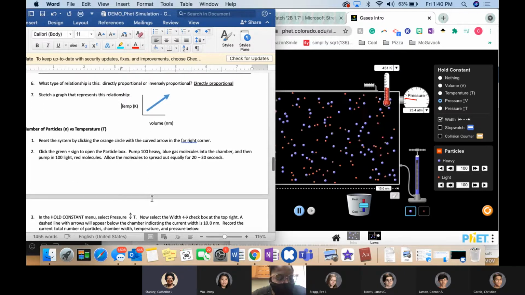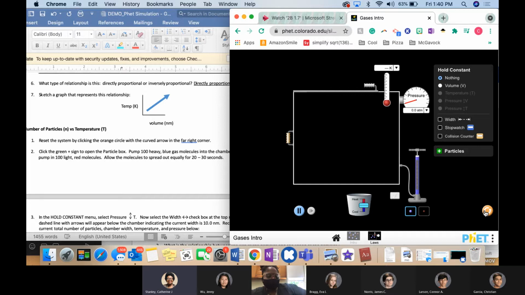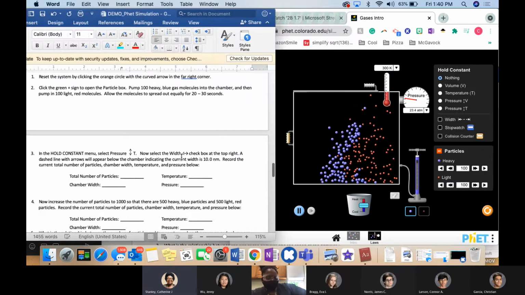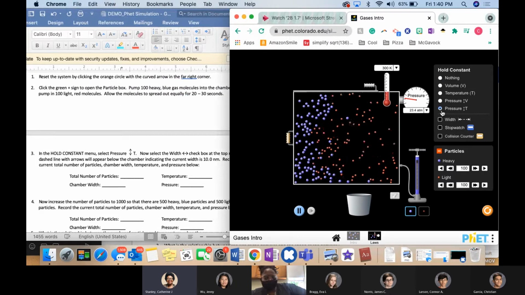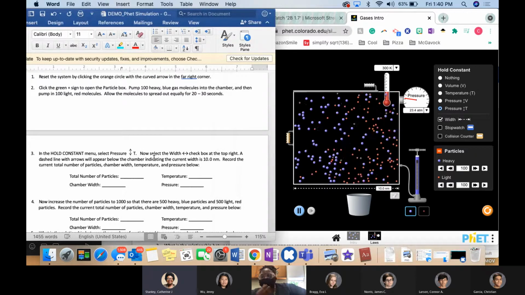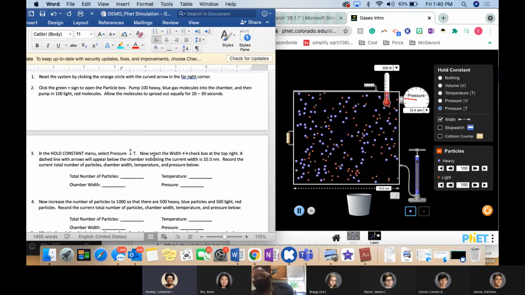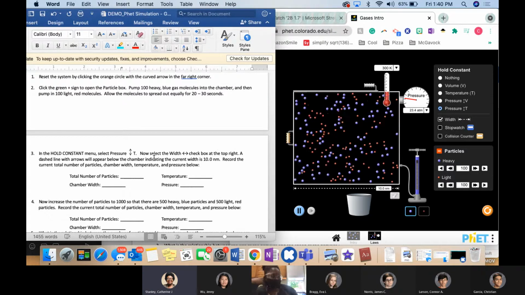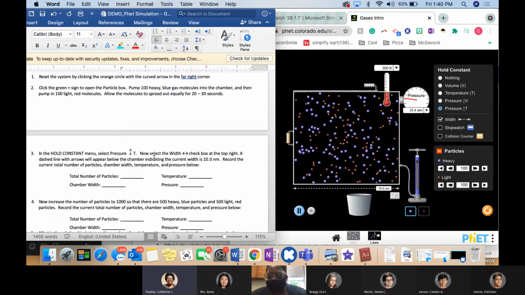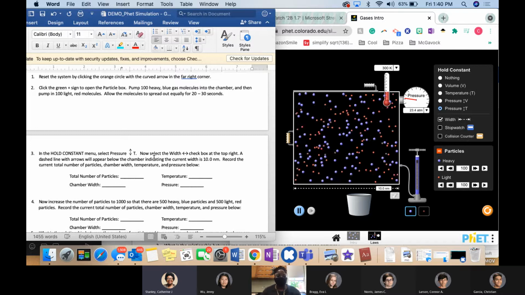All right, so reset the system. Remember, we're recording, so we got to keep going. Reset the system. Click the green plus sign. 100 heavy, 100 light. Let them spread out. In the hold constant, we're going to hold constant pressure and temperature. Select the width. A dashed line appears. Yes, pressure T, and the width. All right. Let them mix up. Make sure you have 100 of each.